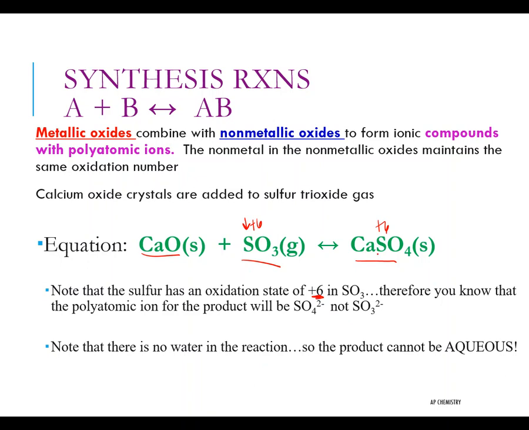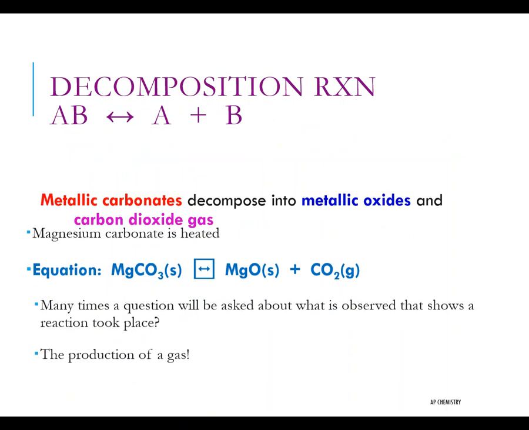So it's going to be a +6 over here. That's why we know it's going to be sulfate rather than sulfite, because if it was sulfite, it would be a +4. So it's maintaining its oxidation number. So I know I can predict which polyatomic ion it's going to form because of the oxidation number. And note, this is solid, this is gas, this is solid. So there's no water, there's no aqueous here. Okay, we wouldn't break anything apart. This would just be the overall equation.